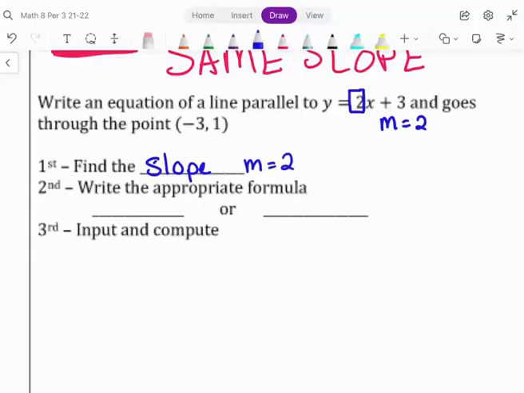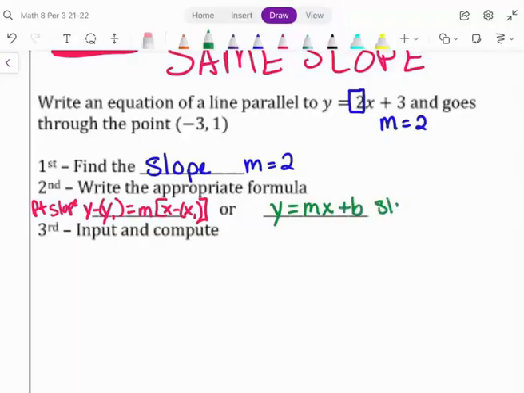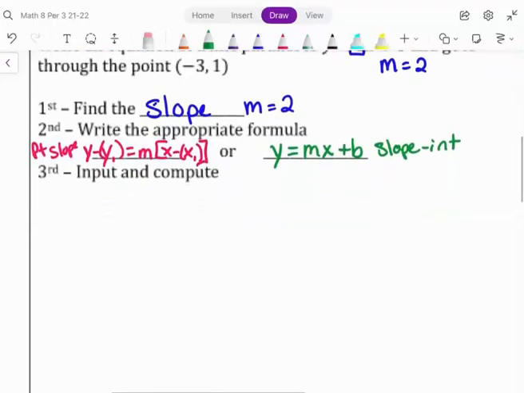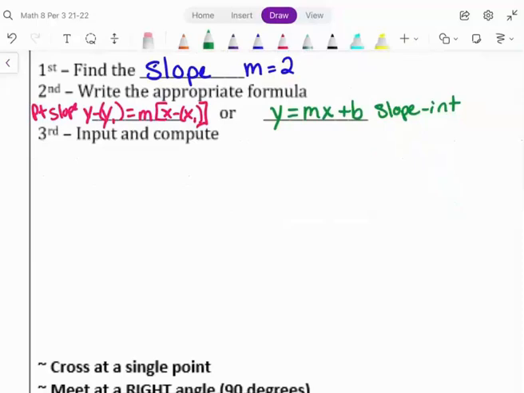Then write the appropriate formula. Now, you can do this either way you want. Honestly, whichever is easier for you is absolutely fine. So you can write y minus y1 equals m times (x minus x1), which is point slope, or you can use y equals mx plus b, which is slope intercept. Either one is 100% fine. Okay, so I'm going to show you both ways just so that you have it.